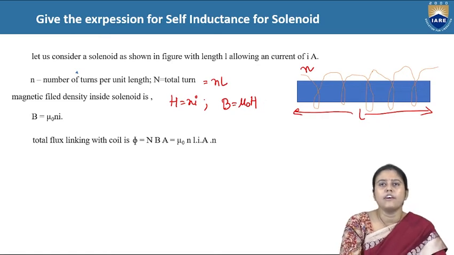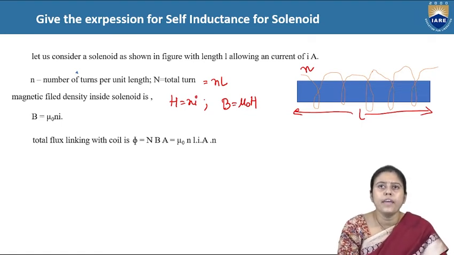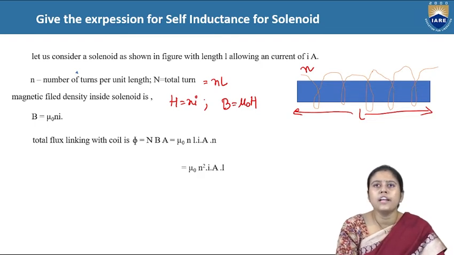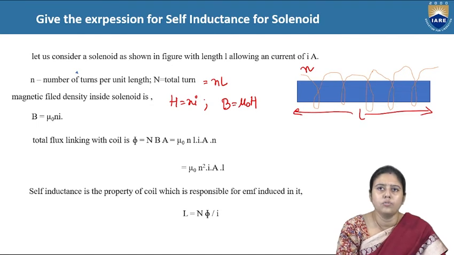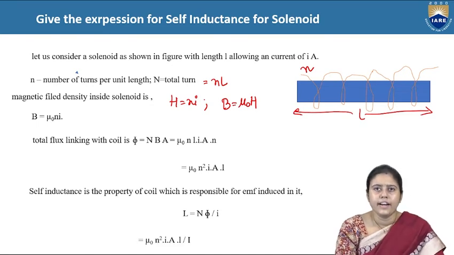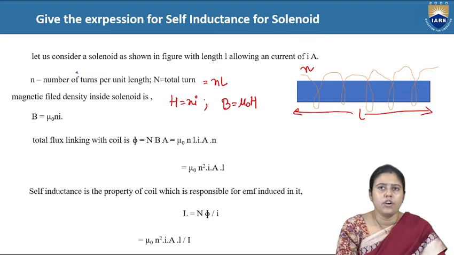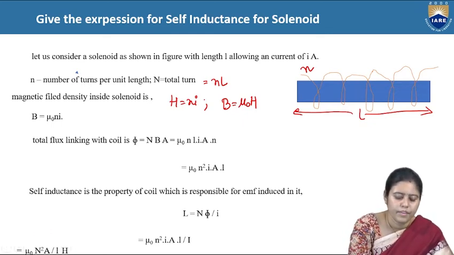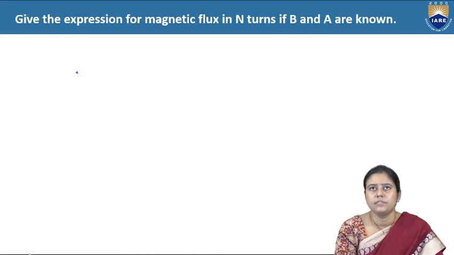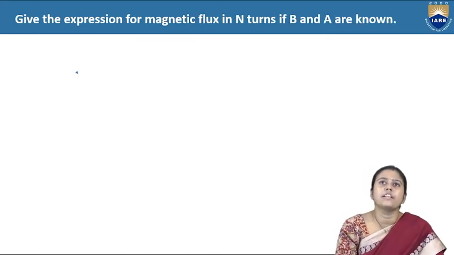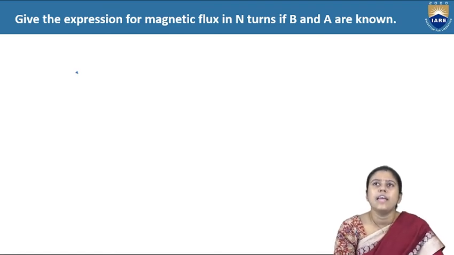So what is psi, the flux? Flux is equal to N, the total number of turns, times B into A. If we put in the values, we get mu naught N square I A by L. So what is inductance? Inductance is equal to mu naught N square A by L, which is the inductance of the coil.